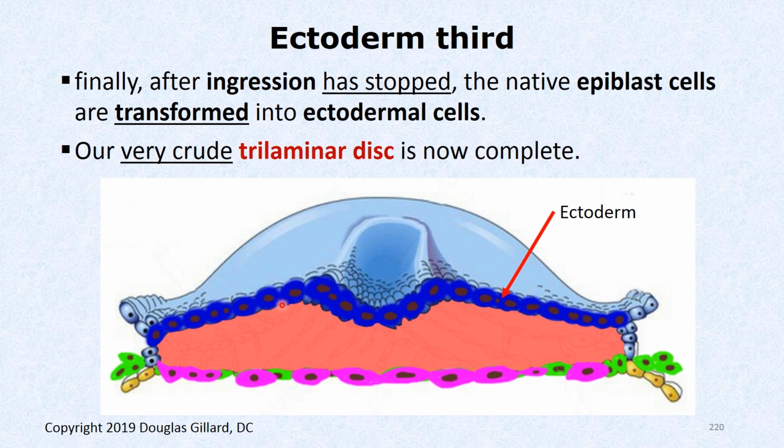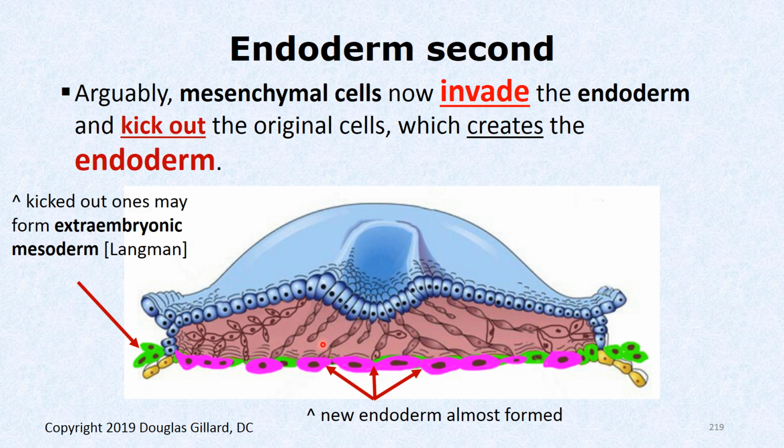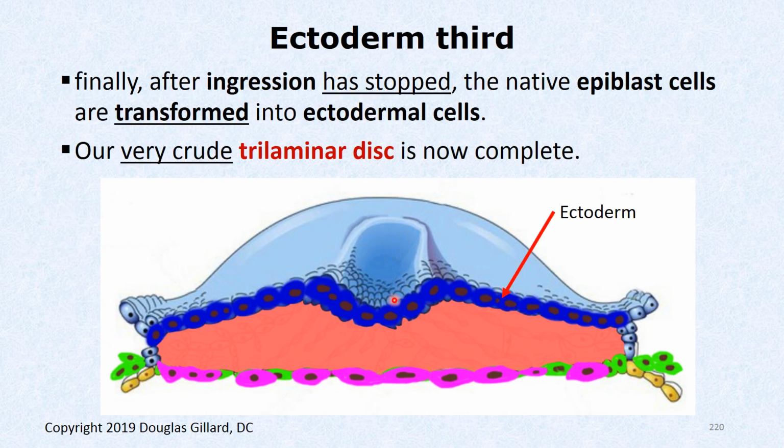So after ingression has stopped, after these two layers are formed, mesoderm and endoderm, the movement of cells stops, and now more genes get turned on in these cells, and it morphs them into a different cell type called the ectoderm. And voila, our three germ layers are created, and our trilaminar disc is now created. And technically, we're done with gastrulation. So we have just created, again, an ectoderm, a mesoderm, and an endoderm.